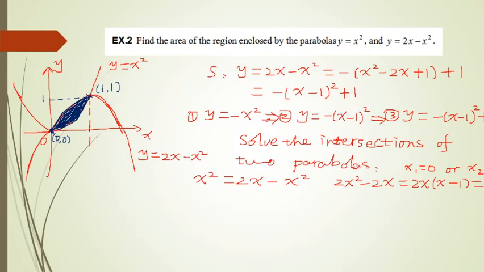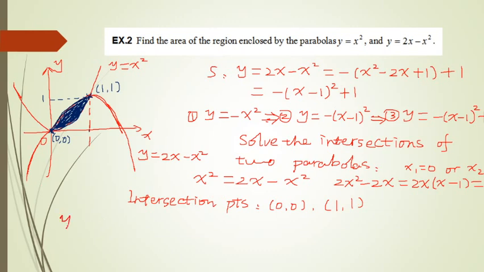So when your x1 is 0, the y value is 0. So you get (0, 0), the first intersection. And when x is 1, your y is also 1, you get the second intersection. So the intersection points will be (0, 0) and (1, 1), right? (1, 1). Now let's figure out the area of this region S.